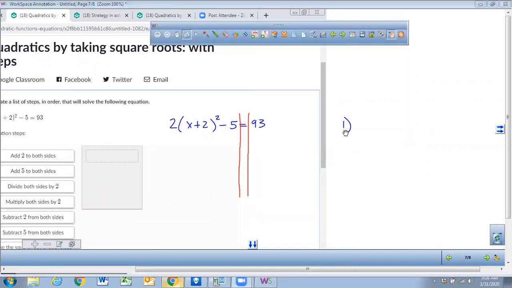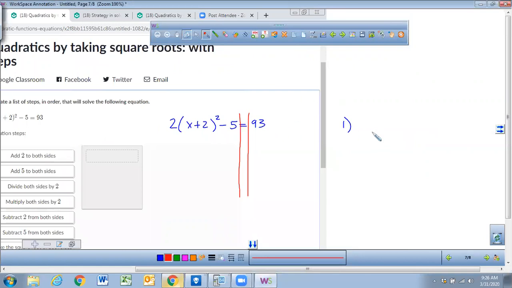All right, here we go, everybody. Step 1, I'm going to write the instructions. We are going to add 5 to both sides. When I say to both sides, what am I referring to? Both sides of what? Equal sign. We're going to add 5 to this side, and we're going to add 5 to this side.